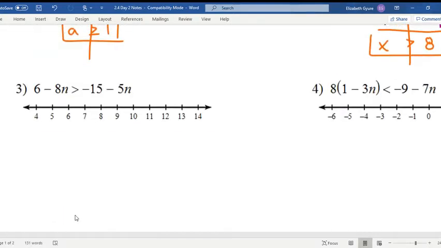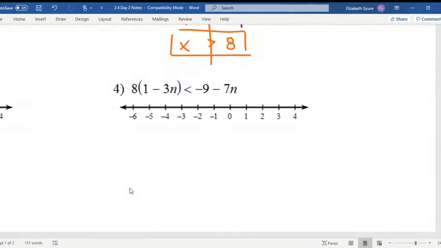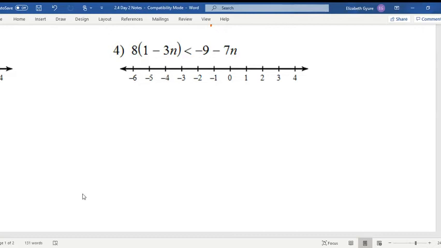I want us to do 4 together, and then you're going to go back and do 3 on your own in just a second. But let's look at 4 together first. So we have 8 times the quantity 1 minus 3n is less than -9 minus 7n. I got some parentheses. What do I have to do when I have parentheses like that? I do have to distribute.